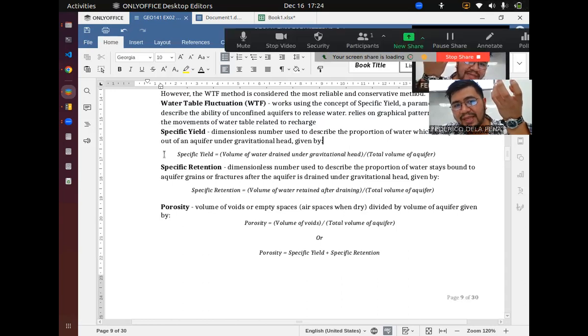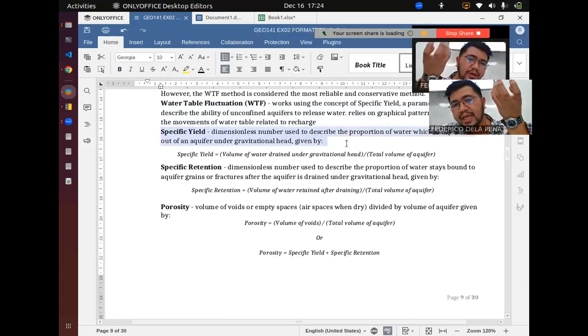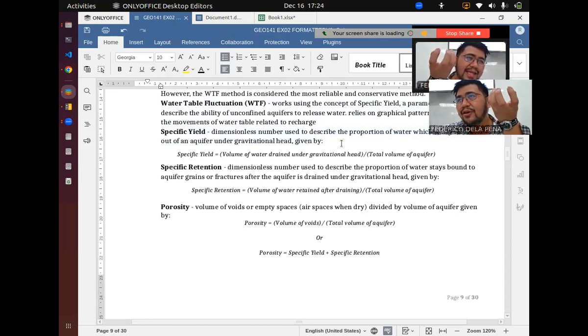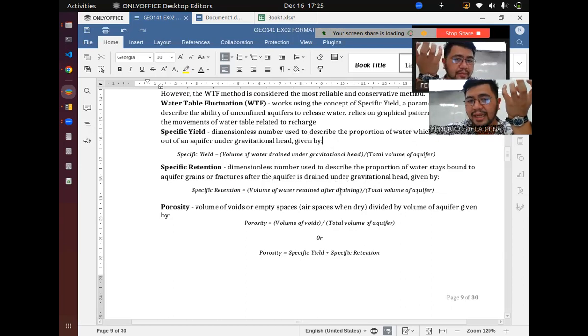and that's what we call your specific yield. Okay? It's the water that will be readily yielded or be readily given up by the aquifer once you start pumping water out from it. Okay? Now, of course, there will still be some moisture left in that soil. Water, of course, tends to be clingy. It tends to cling due to capillary forces. And definitely, there will still be some moisture left in that soil.